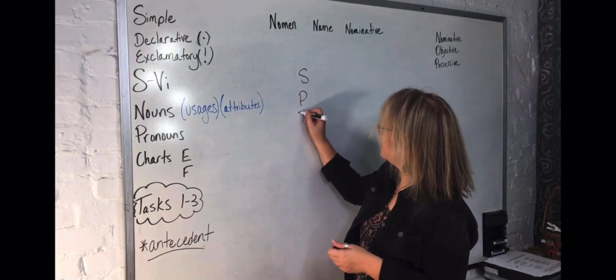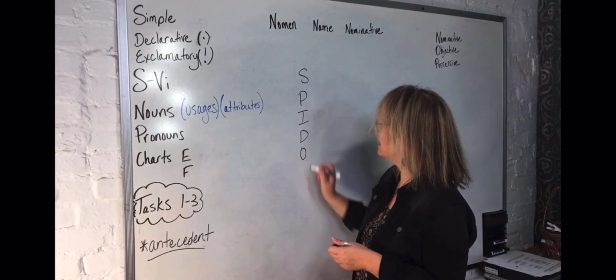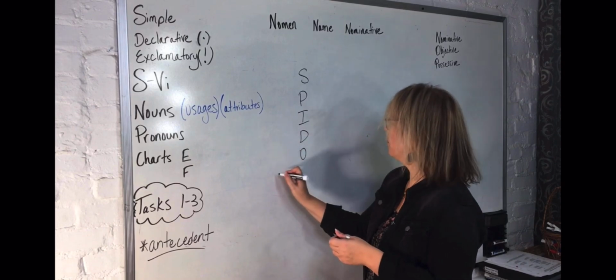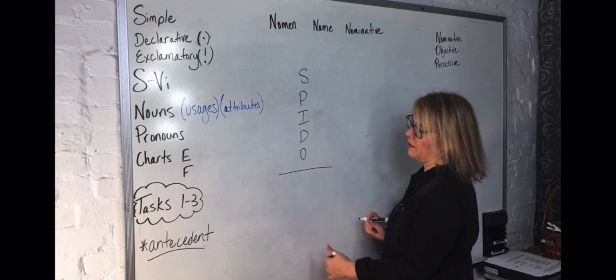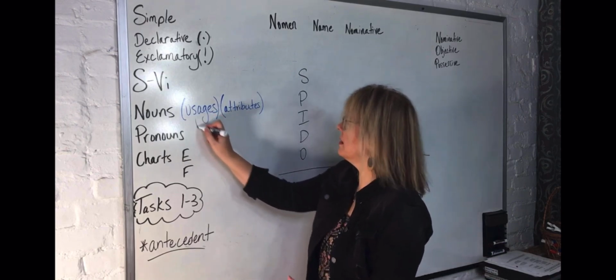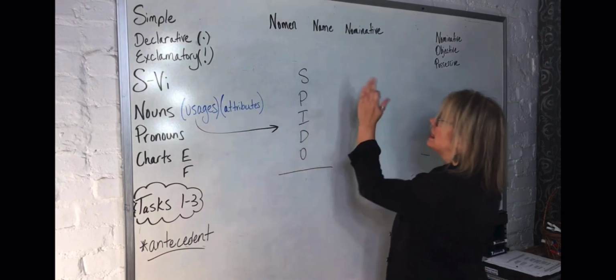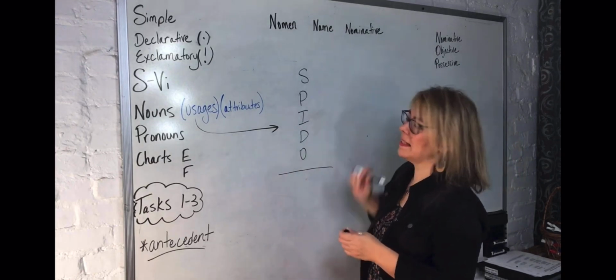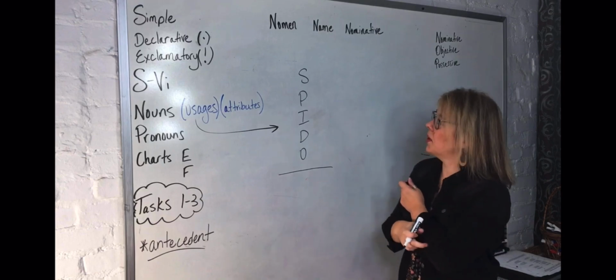usages. We have S-P-I-D-O, right? And you could say Spido, and we're just going to end there for a second. These are usages. So a noun names, nominative, subject. A noun can be used as the subject, and that's what the S stands for.